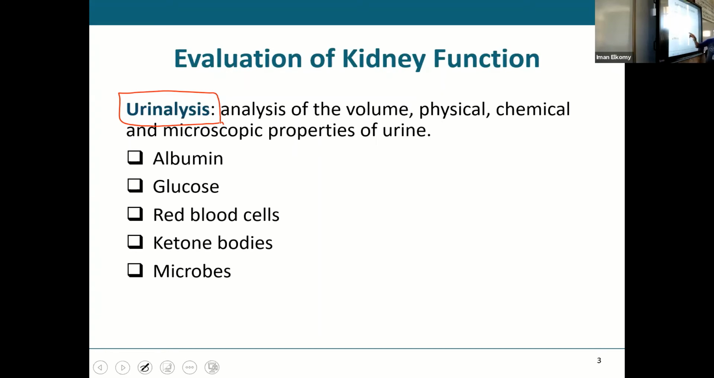We look for things like albumin, which is a protein in your blood that should not be in urine. Glucose, which is the sugar that your cells use, should not be in urine. Red blood cells should not be there. Ketone bodies, microbes, all of these are abnormal findings we don't want to find in a urine sample, because those are all things that should not be there or should not leave the bloodstream.